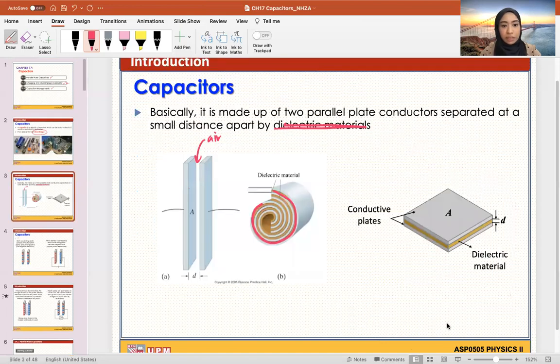Is it important to know? Yes, it's important to know because the structure will influence the performance, and sometimes they will ask you, how do you improve the performance of a capacitor? How do you increase the capacitance? How do you decrease the capacitance? So knowing the structure is important. So you can either, we will talk more about this later. Okay, so that was just an intro.